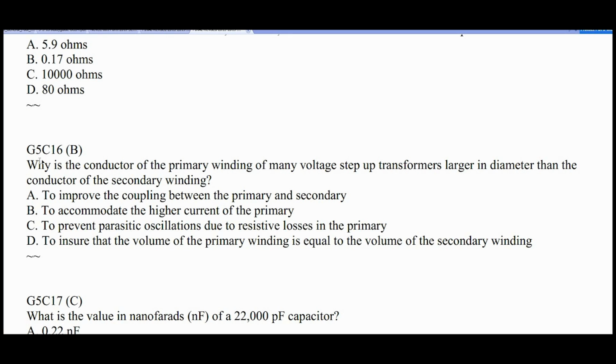G5C16, why is the conductor of a primary transformer winding of many voltage step-down larger diameter than the secondary? The primary is large to handle the current. So when we talk about wire sizes and why the conductors are larger, it's going to be current. So it's to accommodate the higher current.